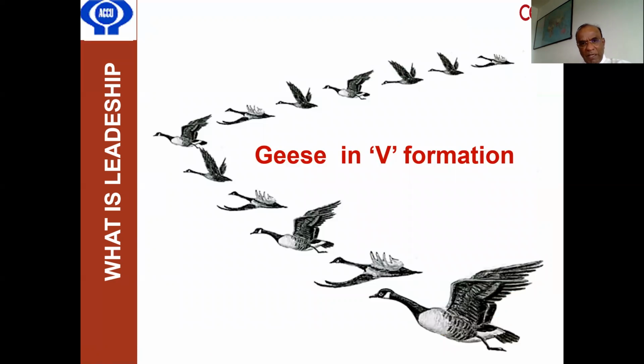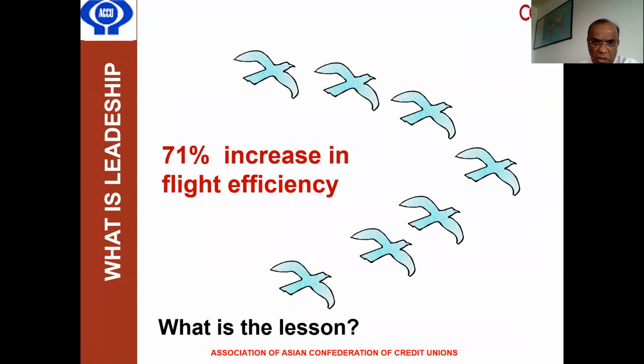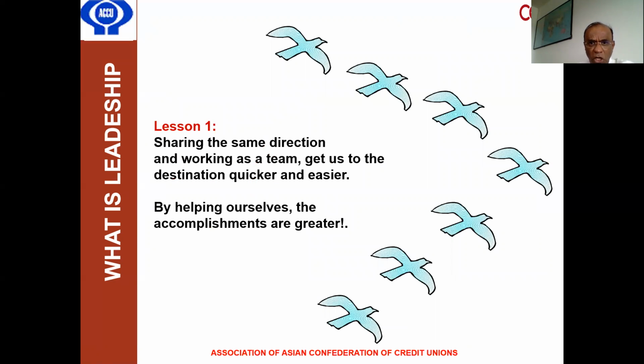Now I go on to explain about the goose and how you can see geese flying in a V shape. I think you have seen them in the evening flying in a V shape. It increases efficiency by 71%. This is a lesson we can learn from the V formation. Very quickly, sharing the same direction as a working team gets us to the destination quicker and easier. I think this is very important for the board of directors, and the chairman needs to give that lead.